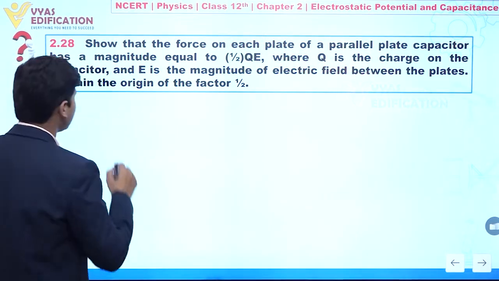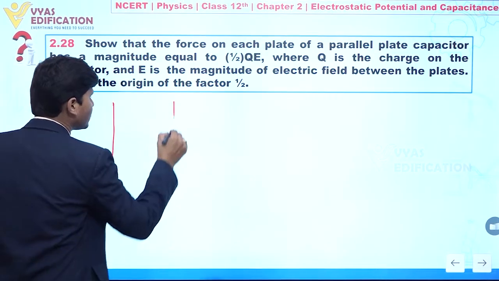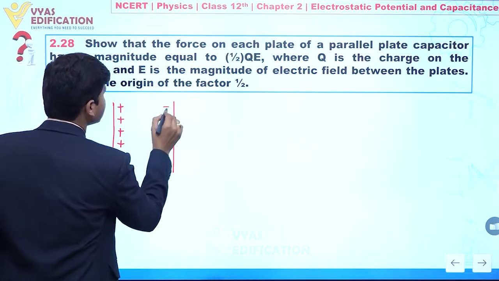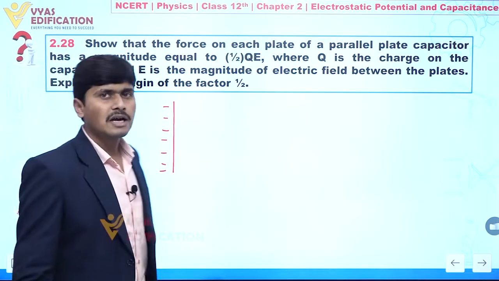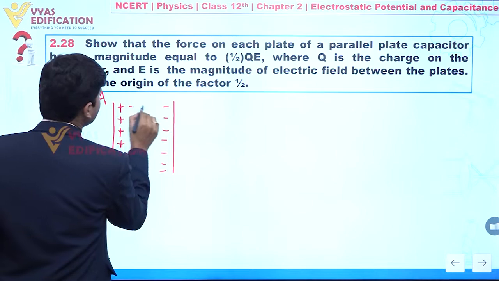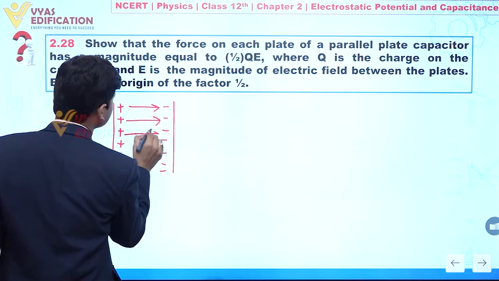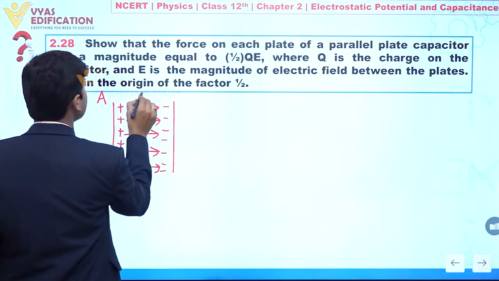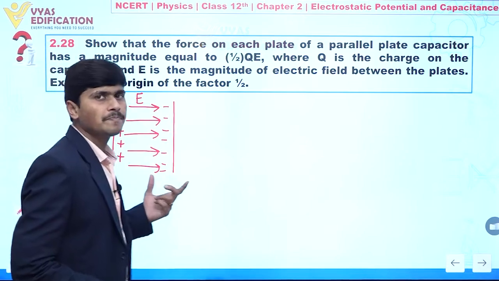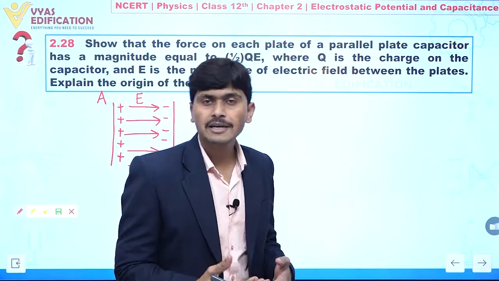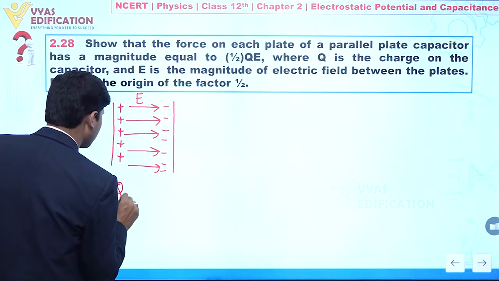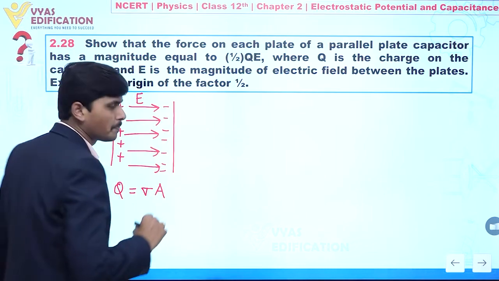Now dear student, let's suppose here we have a parallel plate capacitor. Let's suppose here we have the positive charge and this is the negative charge. Let's suppose this parallel plate capacitor plate has area A, and between this space we have an electric field E. So now we can calculate the total charge present on the capacitor in the form of surface charge density. We can write Q is given by sigma multiplied by A.